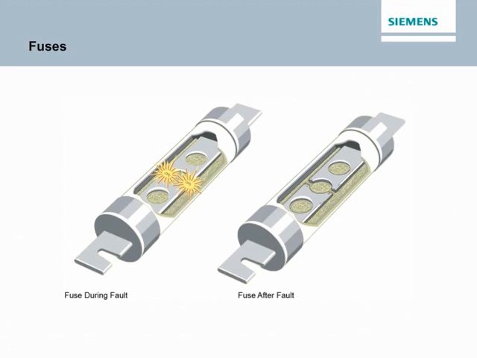Time delay fuses provide overload and short circuit protection. Time delay fuses usually allow 5 times the rated current for up to 10 seconds to allow motors to start.